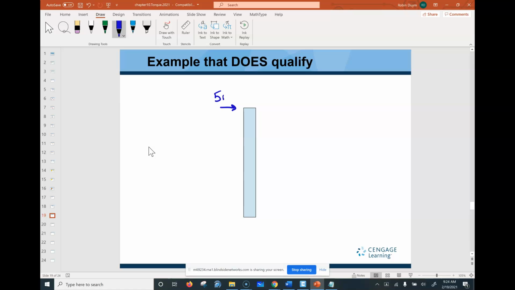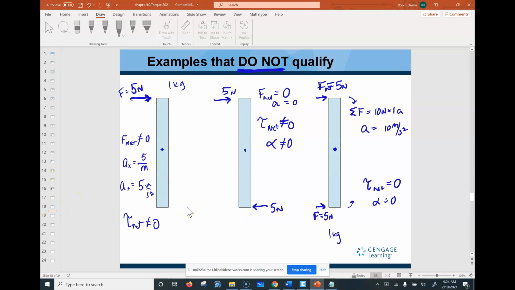If we have 5 newtons this way... Wait, on the previous slide, was it not equal to 0 or equal to 0? None of these qualify. Our net torque is 0, because... hold on, what happened to my drawing? My drawing went away. I hope it comes back. My net torque equals 0, but my acceleration does not. So it's still going to accelerate to the right.